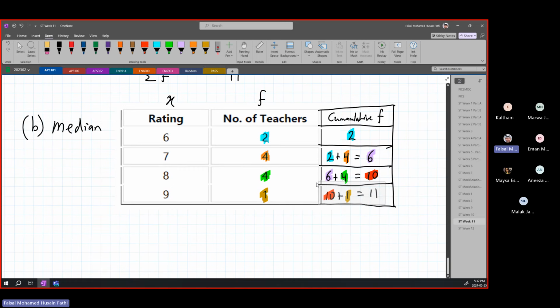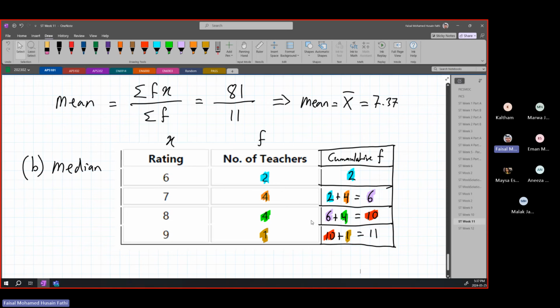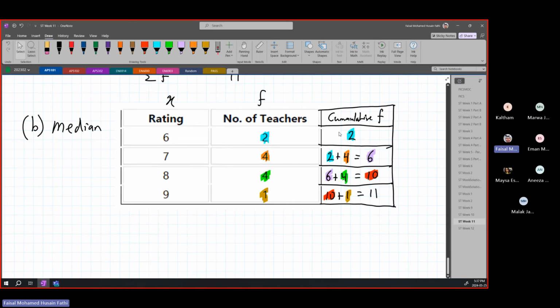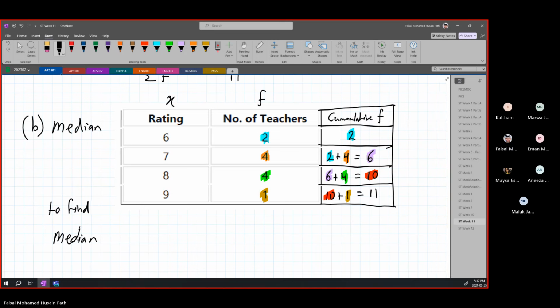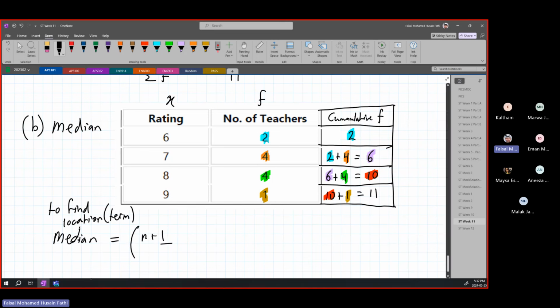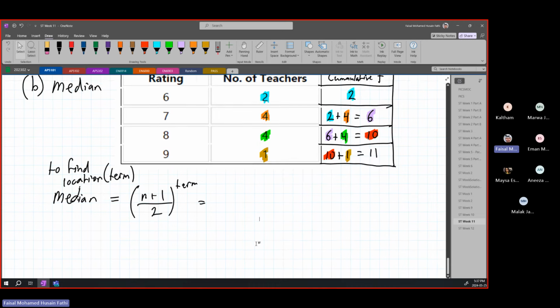And if you notice, the last value should be equal to the sum of all your frequencies, which makes sense because you're adding them. So now you have 2, 6, 10, and 11. We will apply that same exact equation that we applied earlier for the median to find the location of the term. The median is equal to n plus 1 over 2 to find the term. So just make sure this is to find the term location. It isn't the actual value.